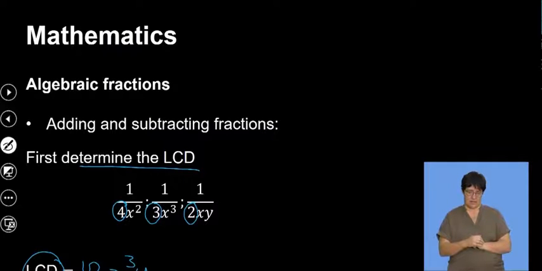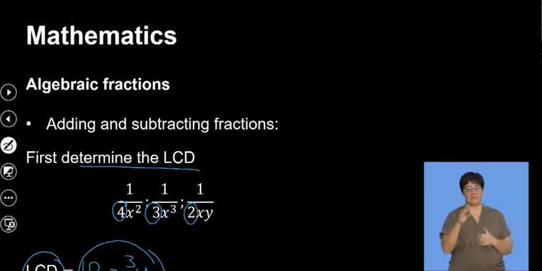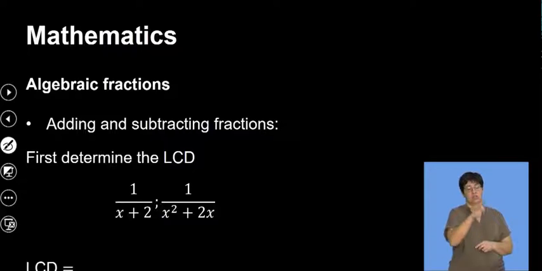Now, remember, when you're dealing with fractions, the goal is to always have your denominators be the same. So you will multiply each fraction by whatever factor will make the denominator the same, which is in this instance 12x cubed y.